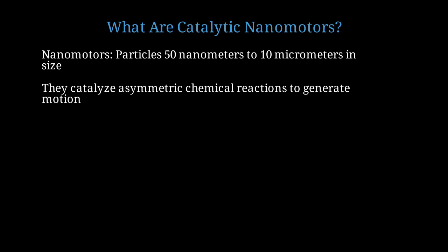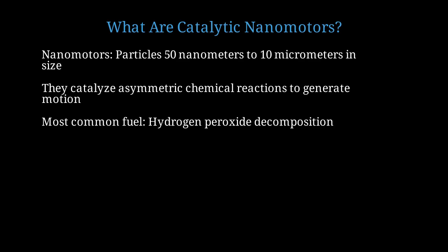When placed in a solution containing chemical fuel, they catalyze reactions asymmetrically, creating gradients that propel them forward. The most commonly studied system uses hydrogen peroxide as fuel. The platinum surface catalyzes the decomposition of hydrogen peroxide into water and oxygen. The reaction is 2H2O2 yields 2H2O plus O2. This decomposition happens preferentially on the catalytic side of the particle.